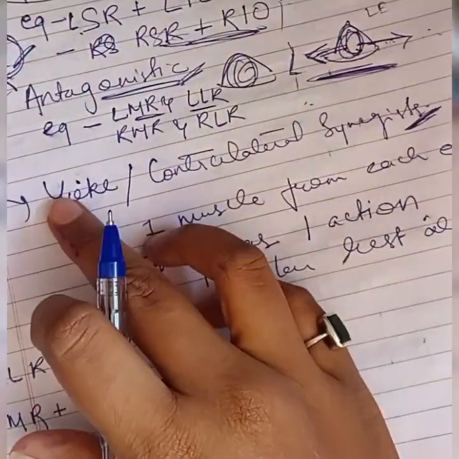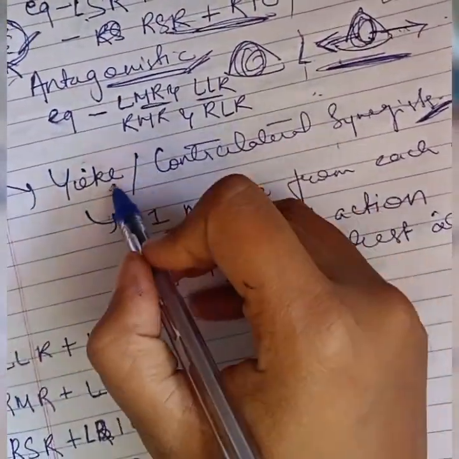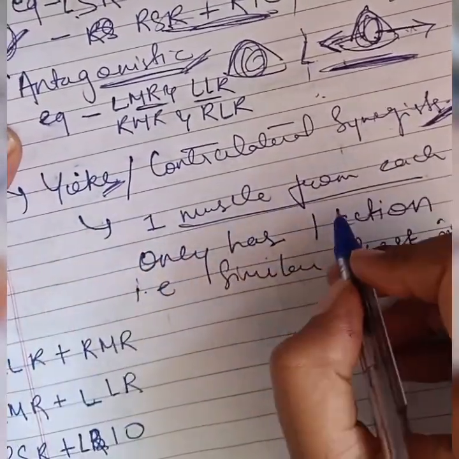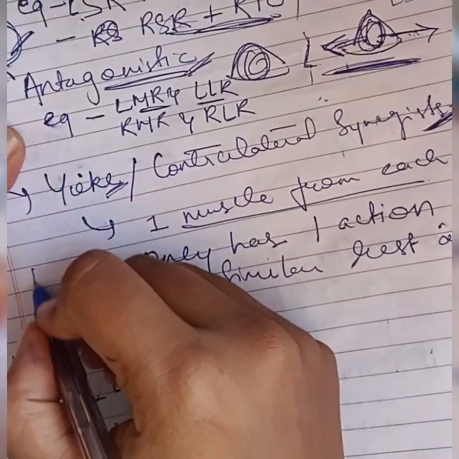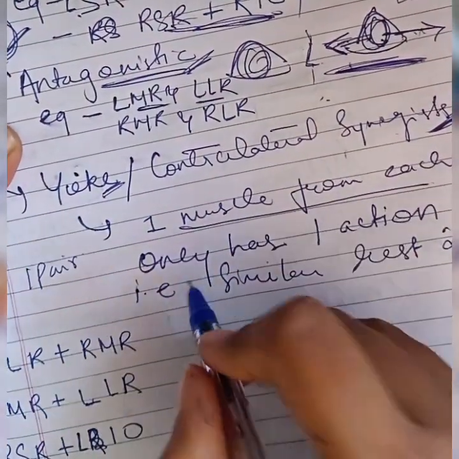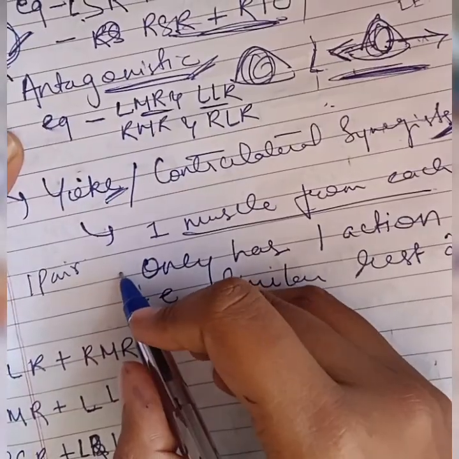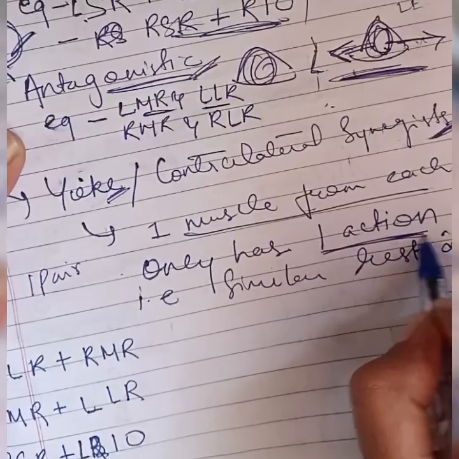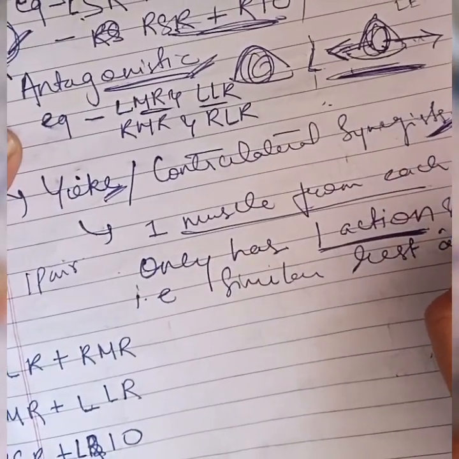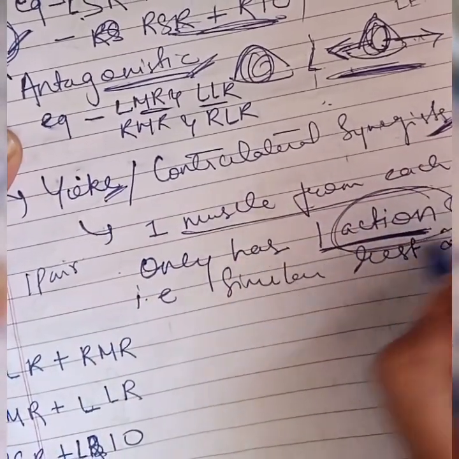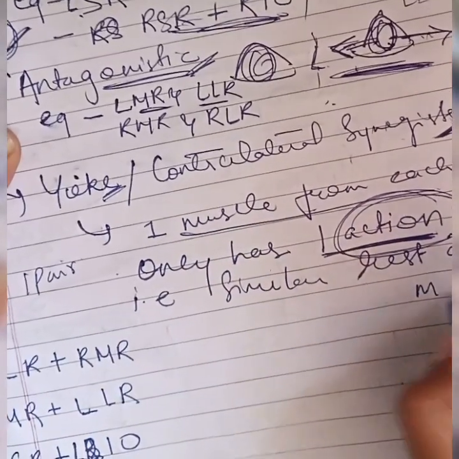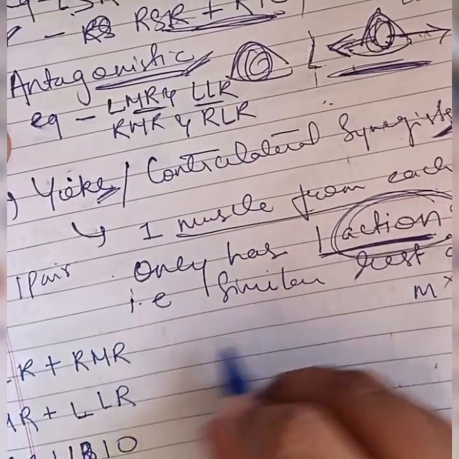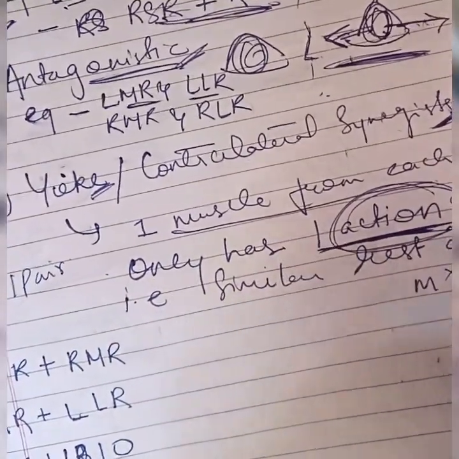Now we come to yoke muscles or contralateral synergists. That is, one muscle from each eye. So basically no pairing of muscles in one eye; the one pair of muscles would be formed wherein each muscle would be from a separate eye. So one muscle from the right eye and one muscle from the left eye. It only has one action that is similar. Otherwise the muscles are different, the innervation, everything is different, the eye is also different, only thing is that the action would be similar.